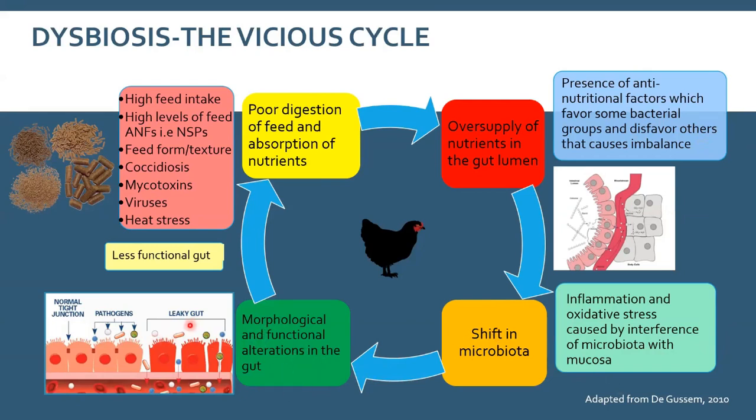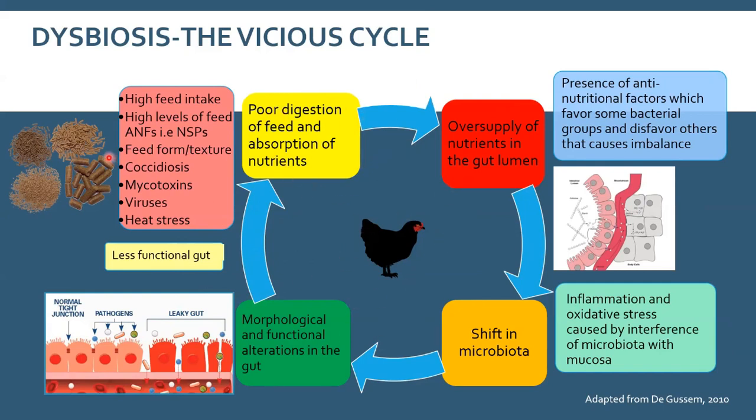So sometimes you would hear of these terms, leaky gut, or the disruption of the tight junction. And then we would have this less functional gut. When we have this less functional gut, that means the gut is already impaired, or its functionality is compromised. So again, it would go on and on in this cycle. When you have a less functional gut, that would also lead to poor digestion of feed and absorption of nutrients. So the cycle will go on and on and on.